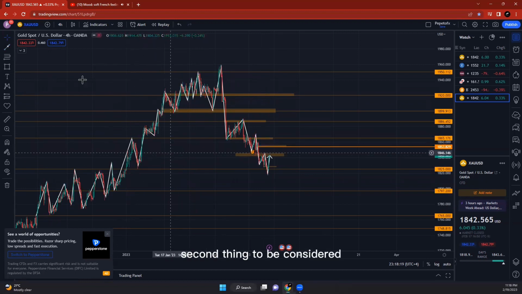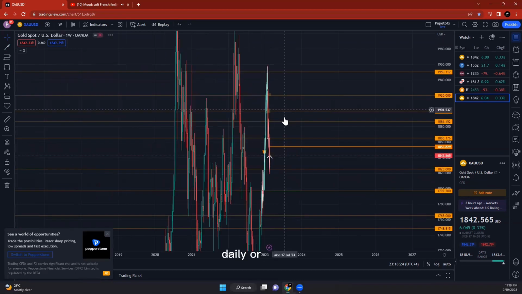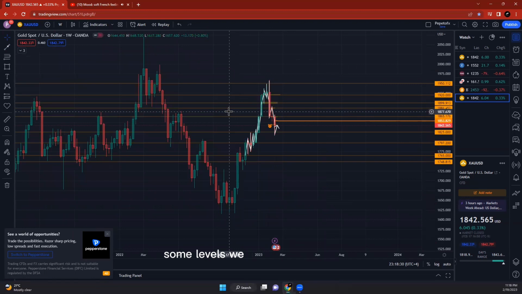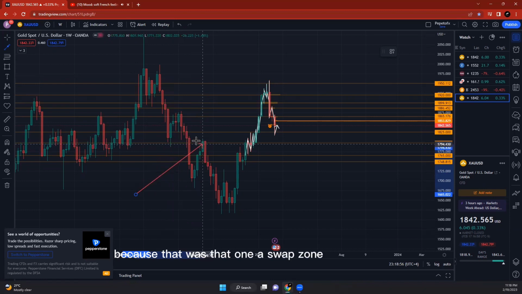The second thing to be considered, if we go on 1 hour, one day or weekly, daily or weekly, some levels we call the swap zone. Why is it a swap? Here it was support, then resistance. So this was the level where, if you touch, you need to buy. But here, if you touch, you need to sell. So any level which was support and turned resistance, we call a swap zone. Like this was the zone, and this is another new zone.